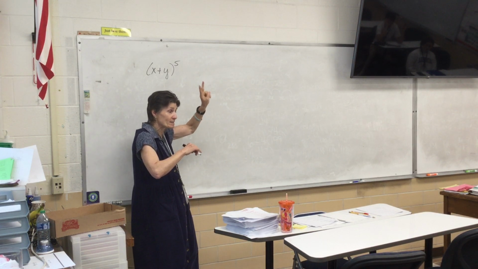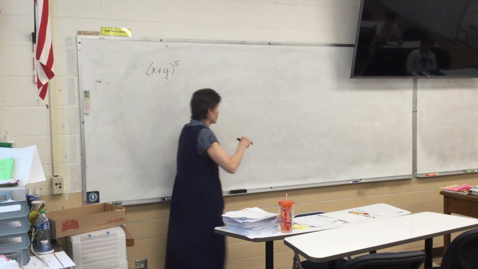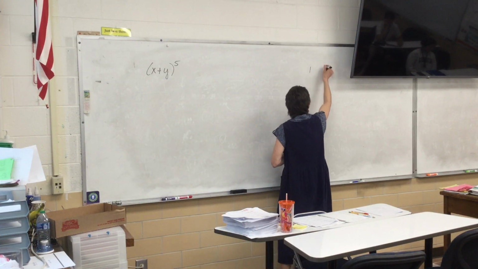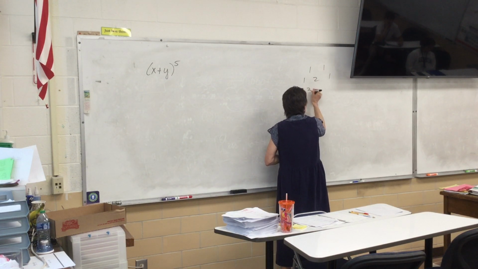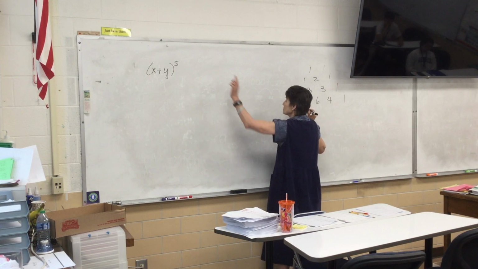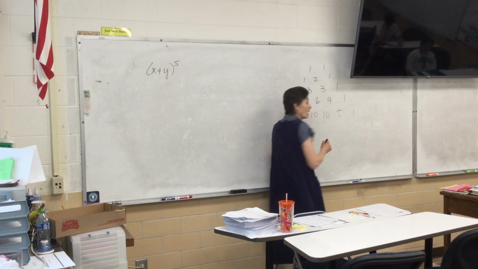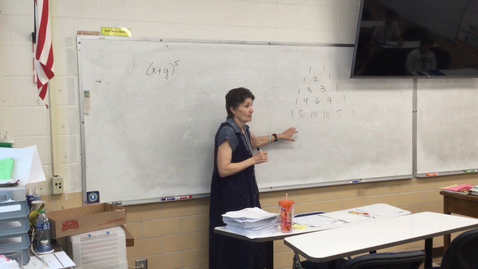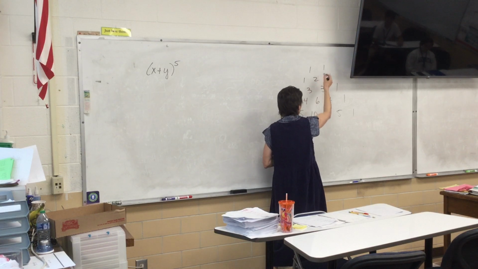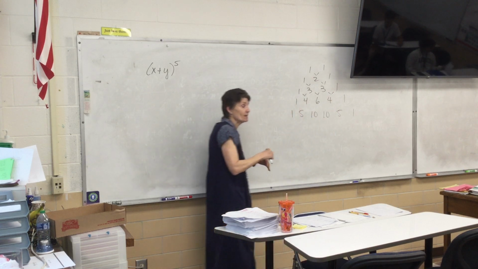A couple of different ways, Sam? Pascal's triangle. So we can use Pascal's triangle, which looks like this. And since we're expanding to the fifth power, we would need the fifth row of the triangle. And say, okay, so 1, 1, and then to get the middle terms of the triangle, you just add the two that came above it, right?